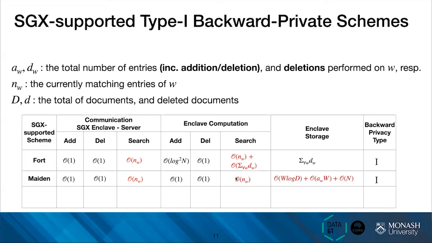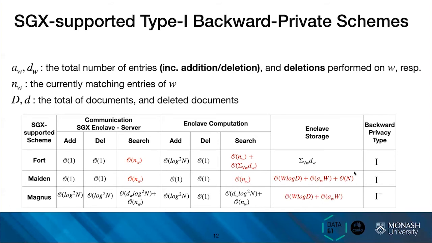It has a faster search than Fort, but as a trade-off, it migrates the state of keywords and documents into the enclave, so that it can directly retrieve information from that state in the enclave. However, we found that such a store can cause large memory overhead in the enclave, while the current generation of enclave is still limited to 98 megabytes of storage.